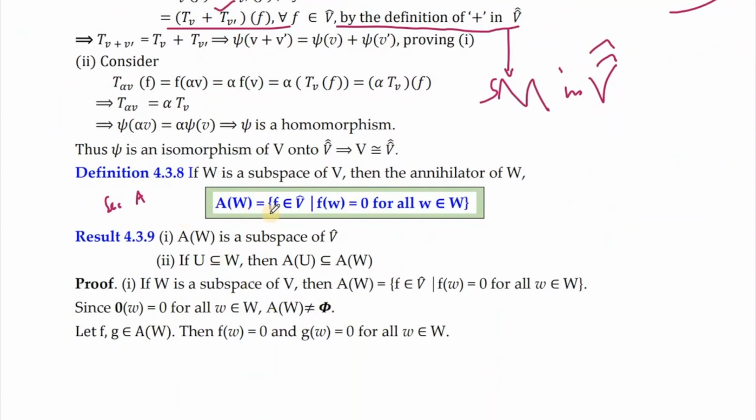Next we have the definition of the annihilator of a subspace of a vector space V. If W is a subspace of V, then the annihilator of W is the set of all those linear functionals which annihilate all the elements of W. In words, we say all those linear functionals which annihilate all the elements of W is called the annihilator of W, and in notation it is this.